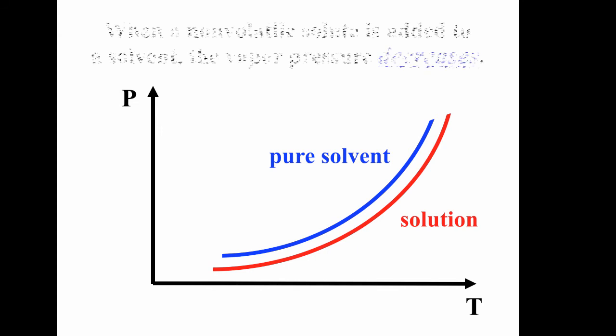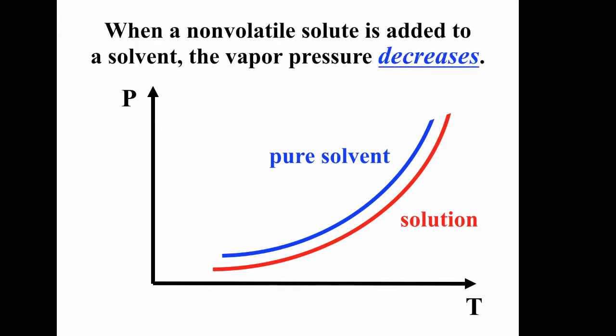So when a non-volatile solute is added to a solvent, the vapor pressure decreases, and that's what, in a sense, causes the boiling point to increase.